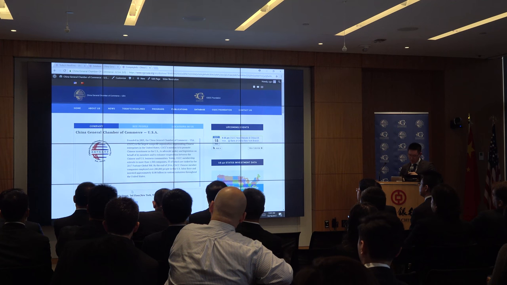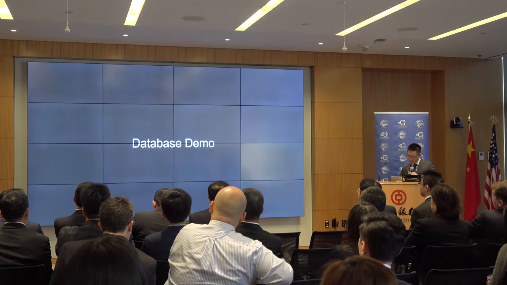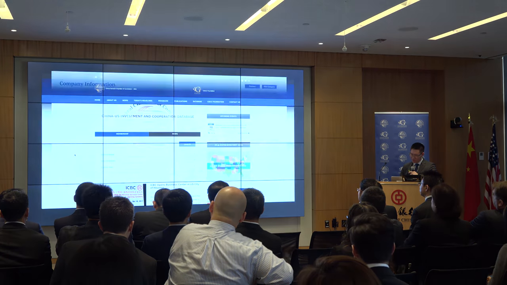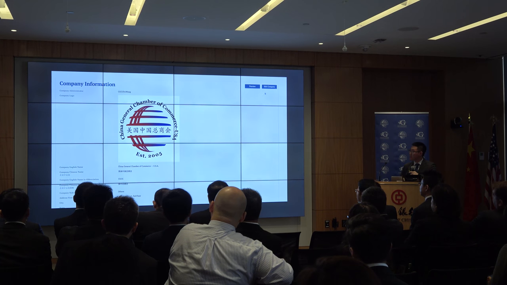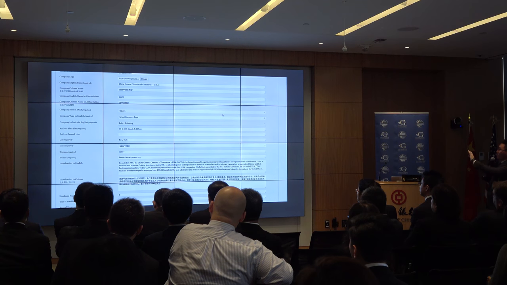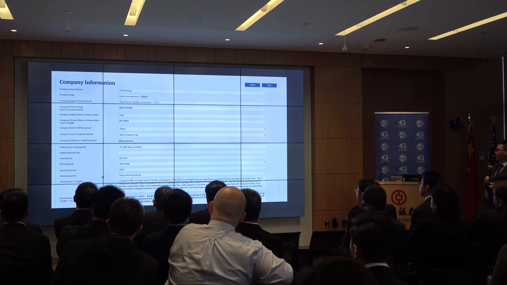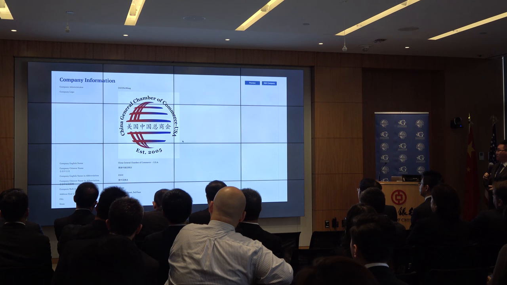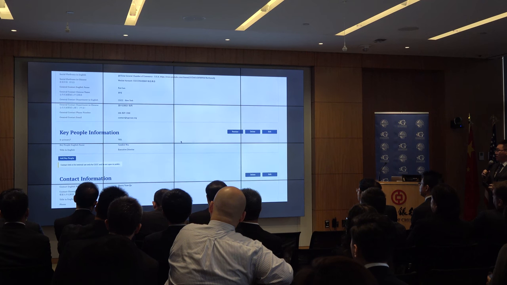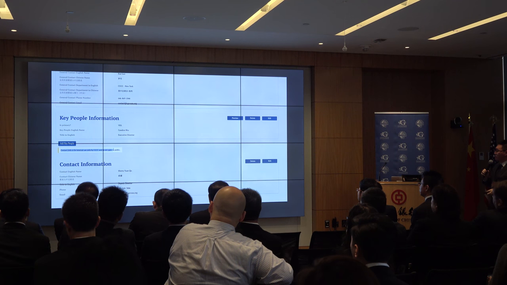So this is the front end. Because time is limited, I just recorded a video for the back end. You can take a look. This is the edit page, and you can edit all this information. Save, and you can edit the key people information. You can add more key people, and the contact information is CGCC internal use only.